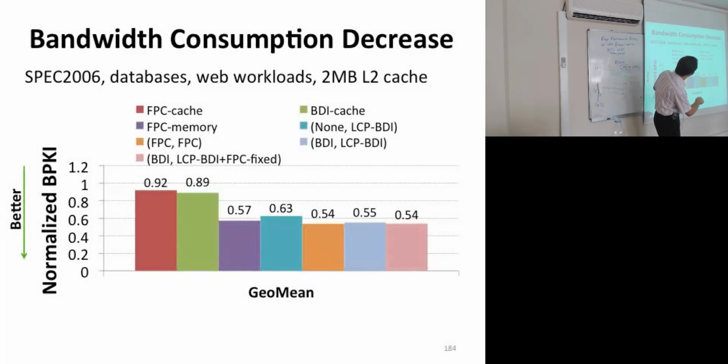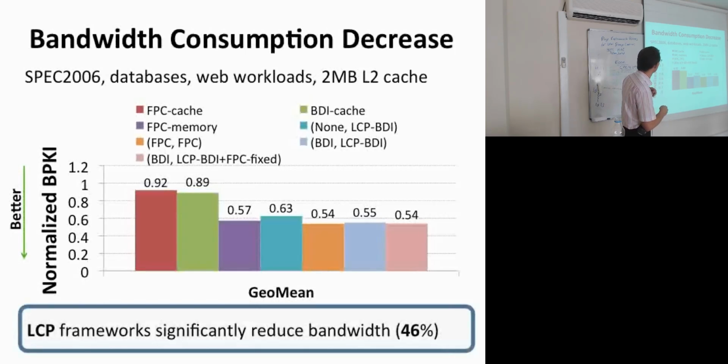This is what happens as you employ both cache and memory compression together. This is previous work, and this is our mechanism with linearly compressed pages and base delta immediate. And this is also a combination of a bunch of different approaches. So the bandwidth reduction is significant. That's the key conclusion here.